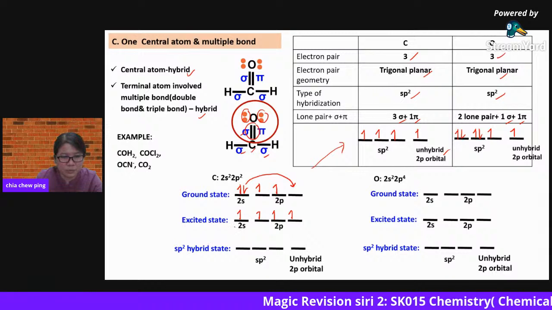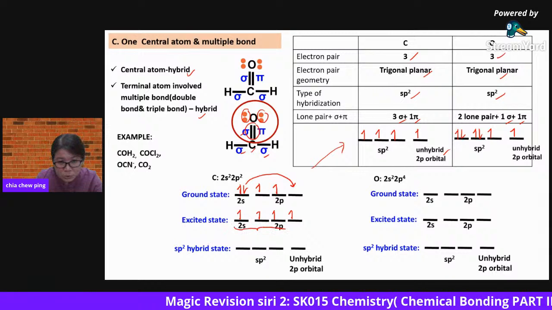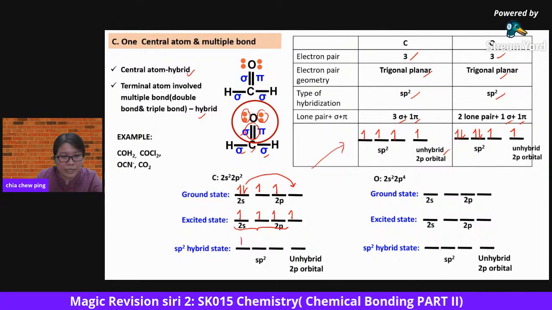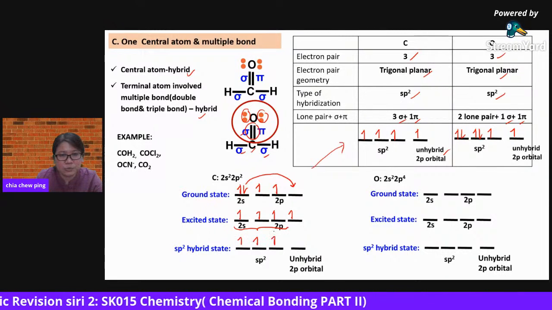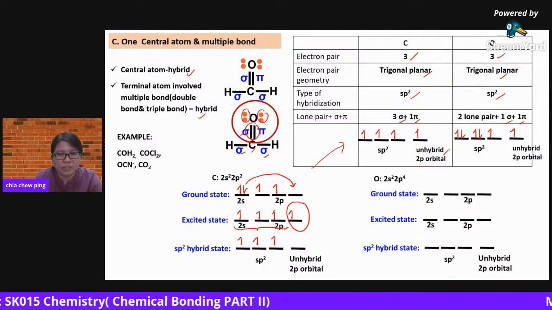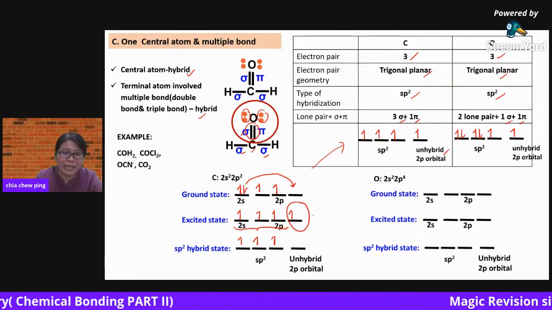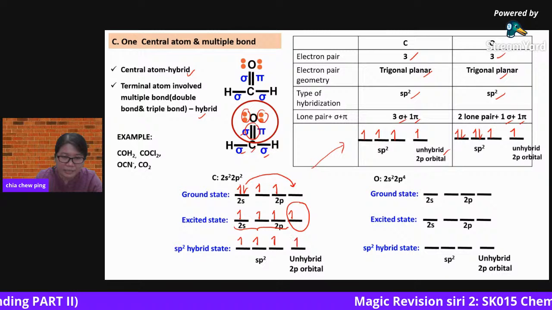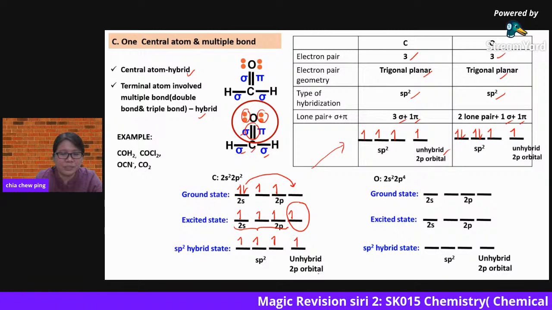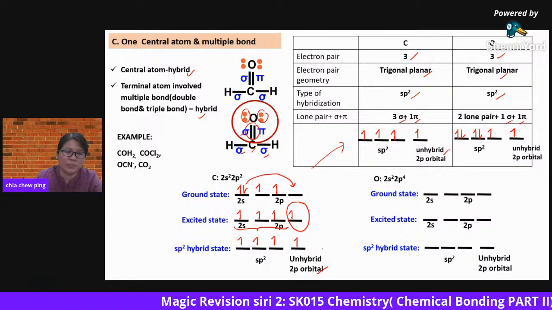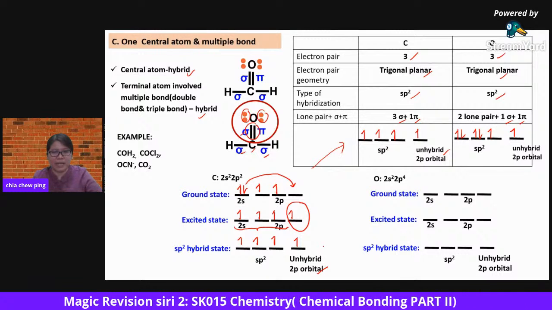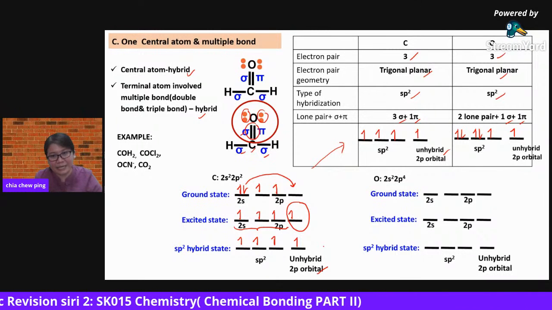So I just mix with the sp2 until here. So this one you get the sp2. So this unpaired orbital is not involved in the hybridization. So you revert again, and we name the orbital the unhybrid 2p orbital. Unhybrid is not involved in the hybridization.